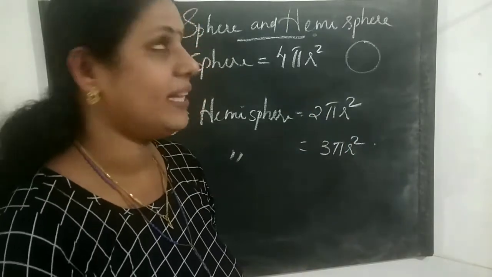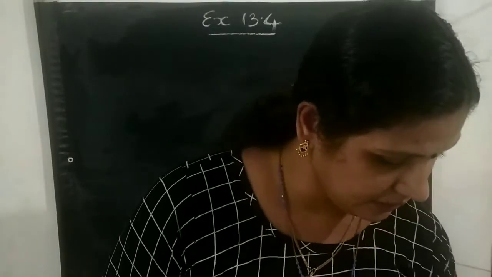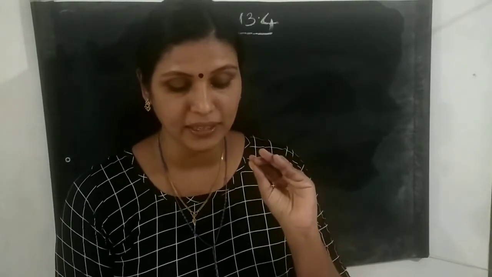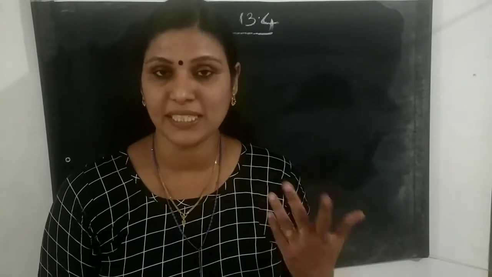We have to find the next exercise questions. So children, now we are going to exercise 13.4. Here the first question is: find the surface area of a sphere of radius 10.5 centimeters, 5.6 centimeters and 14 centimeters. For surface area, the formula is 4 pi r square. You just apply that r in the equation, then you get the answer. So that question you have to do.